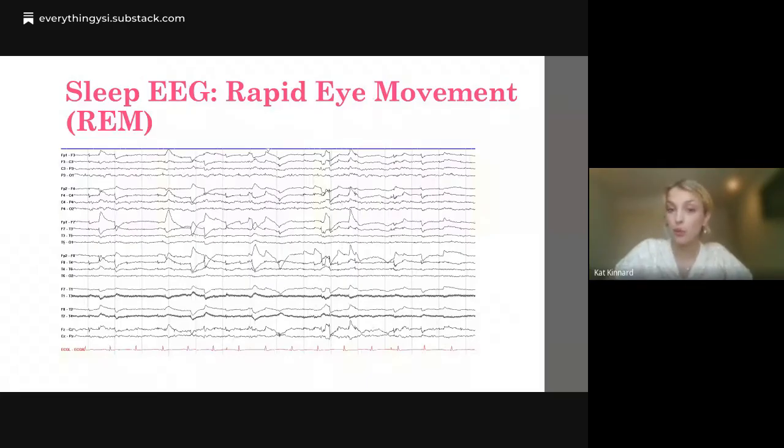Understanding normal sleep is important because it provides a baseline, and we need to appreciate a normal record before we're able to recognize what's abnormal. And if you see here, these little spikes, that's the rapid eye movements, which gives the stage of sleep its name.